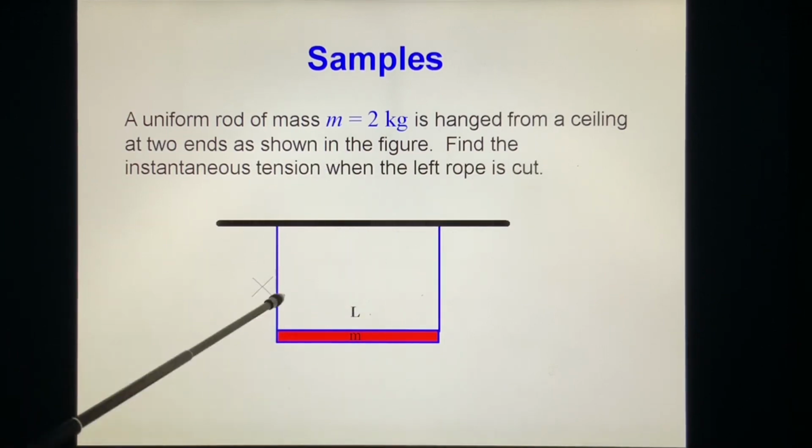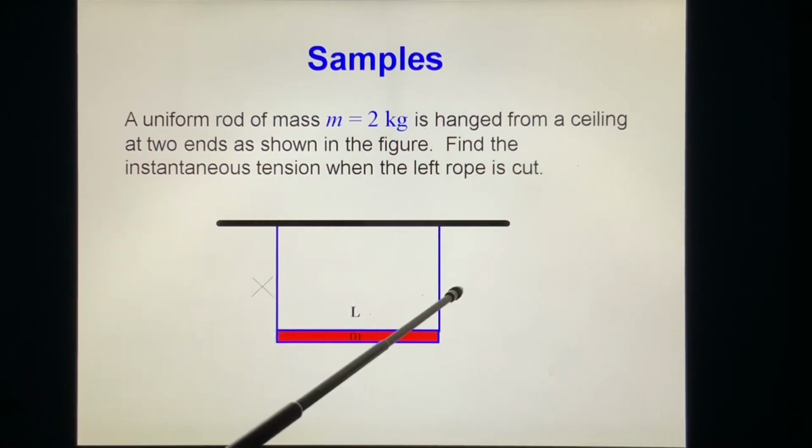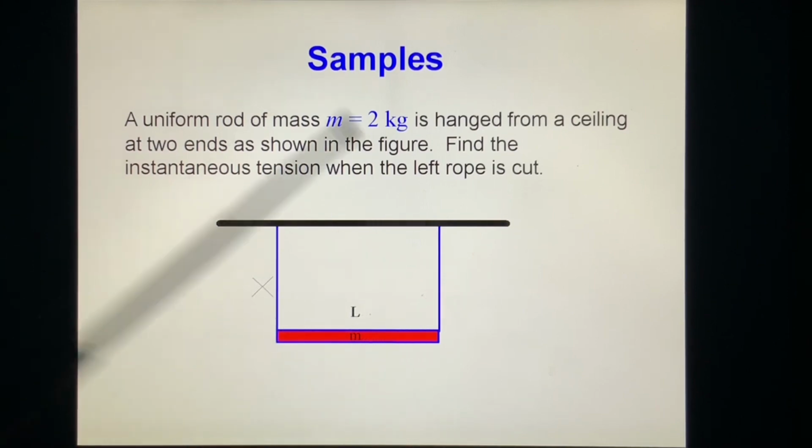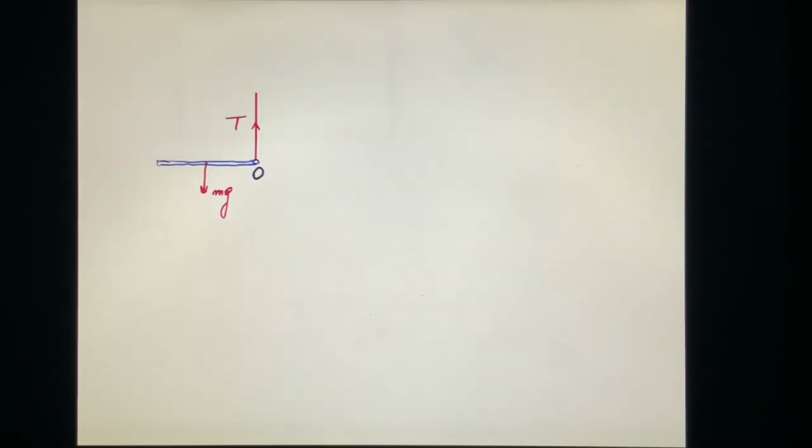This one is cut, the tension is on the right rope, right? Let's see how we can find this one. Let's draw the diagram of this rod. Two forces act on it. One is the gravitational force acting on its center of mass. The other is the tension of the rope acting on the right end. We call this right end O.